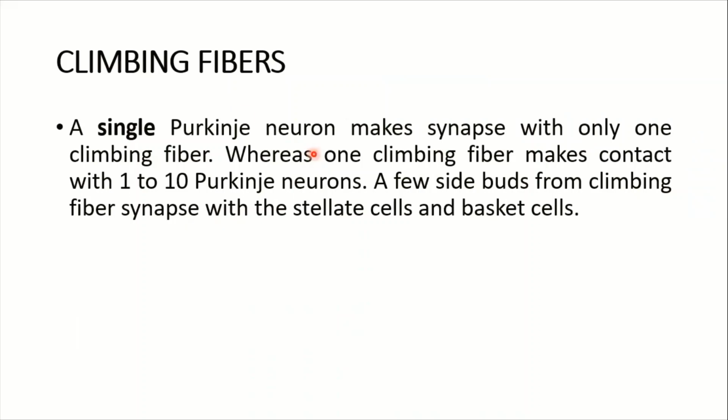A single Purkinje neuron makes synapse with only one climbing fiber, whereas one climbing fiber makes contact with 1 to 10 Purkinje neurons. A few side buds from climbing fiber synapse with the stellate cells and basket cells.